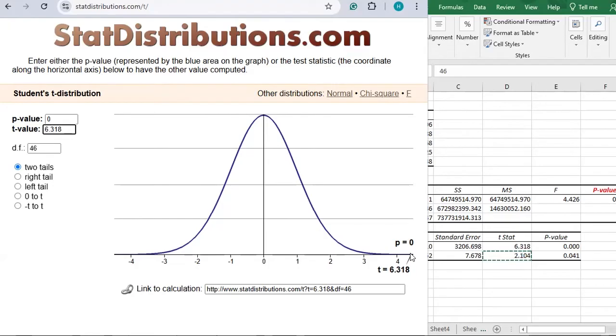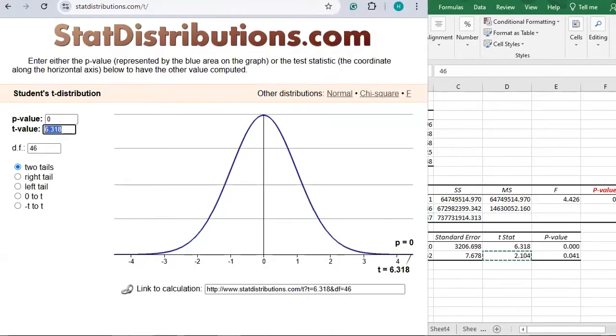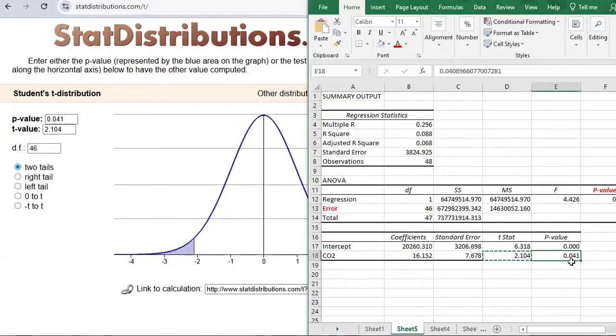You can't see it, but this tail is shaded blue and this tail is shaded blue. You're going to see that when I change it to 2.104. When I change the t-value to 2.104, you're going to see two tails here. You got this area plus this area. And so when you add this area to that area, you get a p-value of 0.041, which is the same as what Excel gave you, right?